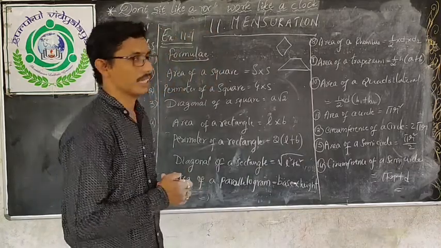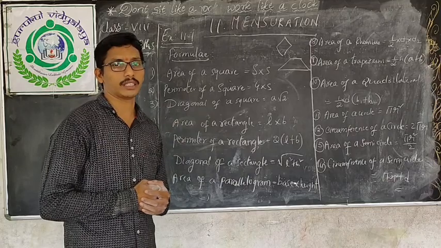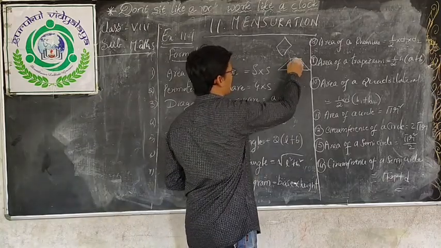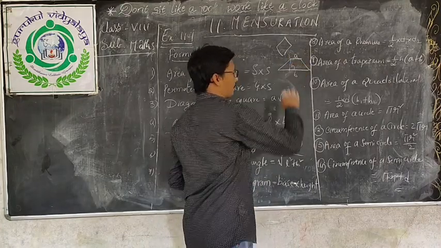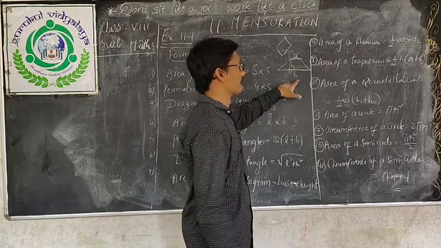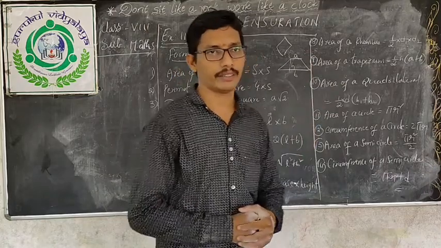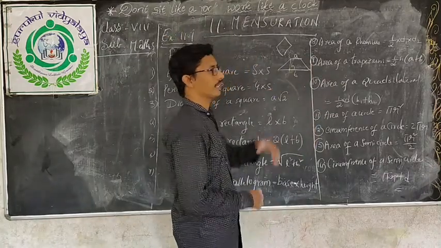Half h into a plus b. Then what is h and what are a and b in a trapezium? h means height. This is the height. So what are a and b? The opposite sides, that is, the parallel sides of the trapezium. In a trapezium these two are the parallel sides. So that's why we consider those sides as a and b. a and b are the sides of a trapezium and h is the height of the trapezium.